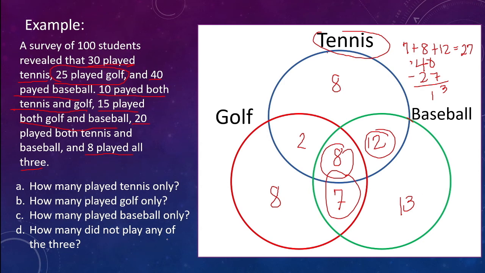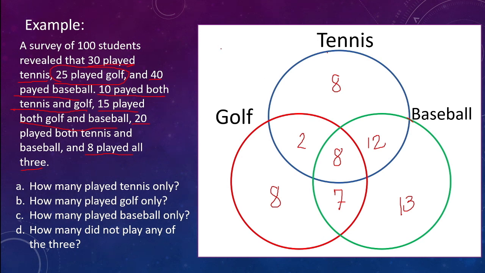Okay? So, next question. How many did not play any of the 3? So, ilan daw yung hindi naglaro? So, ang gagawin natin, i-add natin lahat ng number na nasa loob ng Venn diagram. 8 plus 2, 10, plus 8, 18, plus 12, 30, plus 8, 38, plus 7, 45, plus 13, 58. So, the answer is 58.